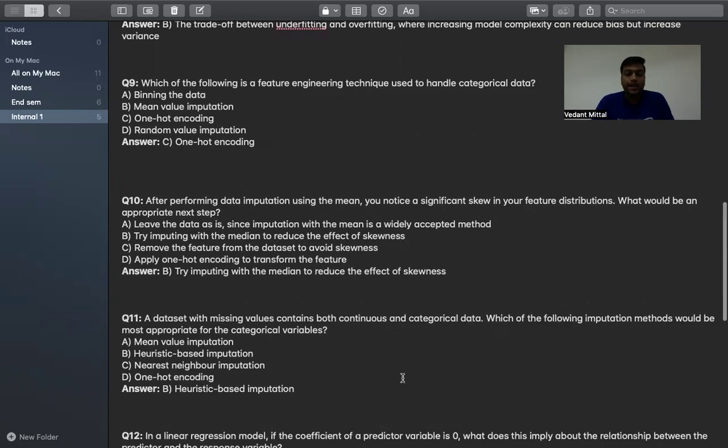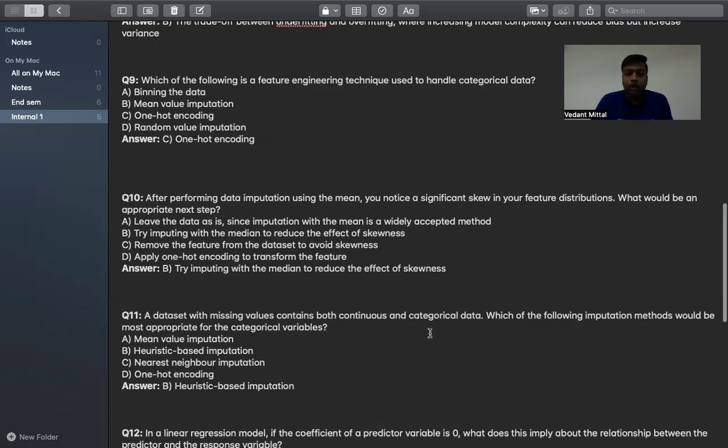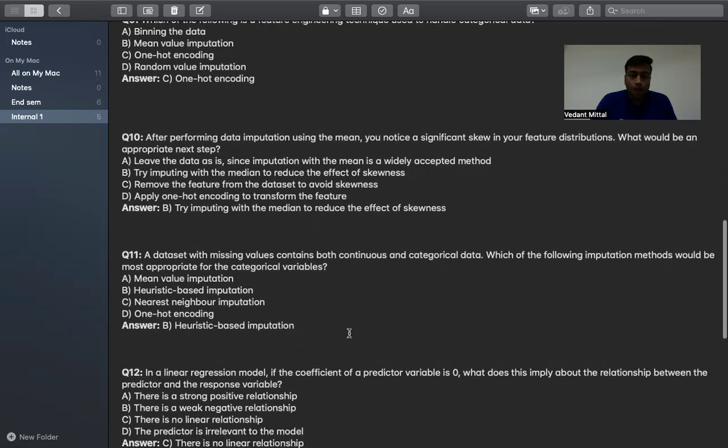Question 11. A dataset with missing values contains both continuous and categorical data. Which of the following imputation methods would be most appropriate for the categorical values? Mean value imputation, heuristic based imputation, nearest neighbor imputation, and one-hot encoding. So the answer is heuristic based imputation, because for categorical data we can generally choose a random value to fill it.